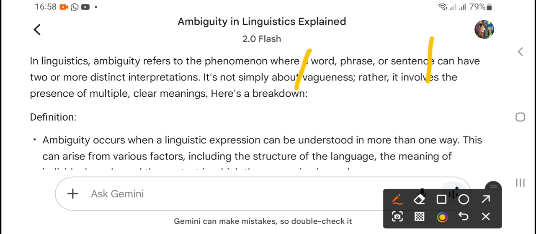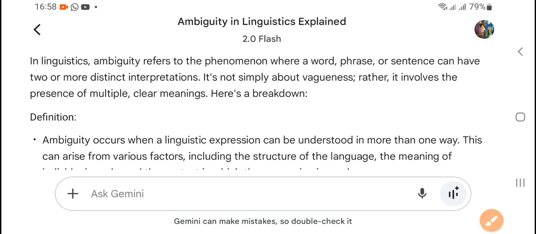It is not simply about vagueness, rather, it involves the presence of multiple clear meanings. Here is a breakdown of linguistic ambiguity.